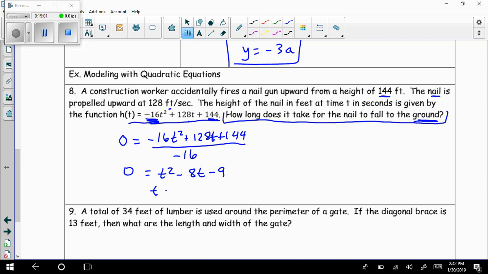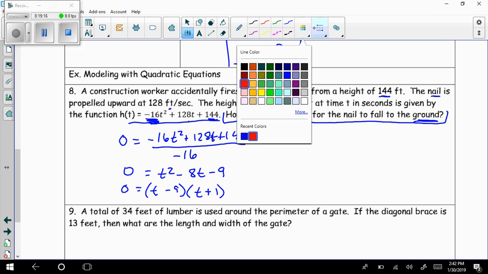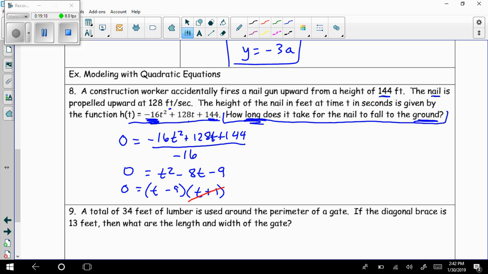So t minus 9 and t plus 1. Now, because we're talking about time, how long does it take, we only really need the answer that's going to give us a positive value. We're not going to measure time in negative seconds. So that gives us negative 1. So t equals 9 seconds. So 9 seconds for it to reach the ground.